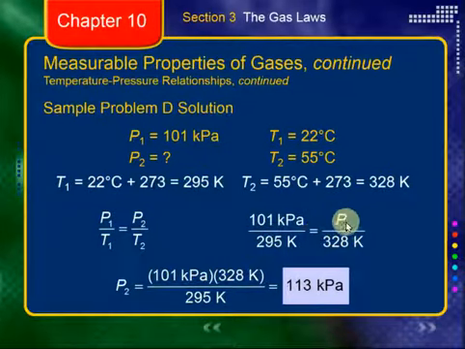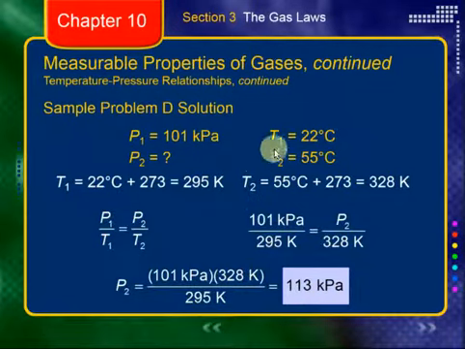But I want to solve for P2, so I'm going to have to multiply both sides by 328 K. And so when I have that set up, I have 101 kilopascals multiplied by 328 K divided by 295 K. Again, notice K is on both the numerator and the denominator, so as units, those will cancel out, leaving kPa, kilopascals, as my only unit remaining. And if you remember, kilopascals is a unit of pressure. What are we solving for over here? Pressure. So this number makes sense.